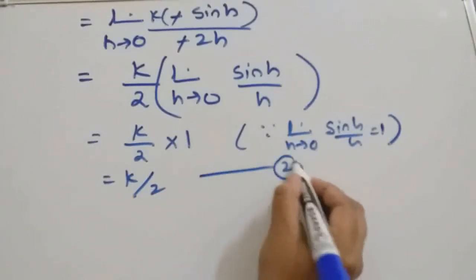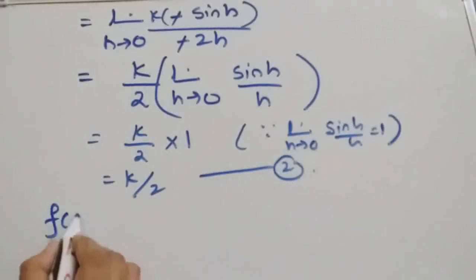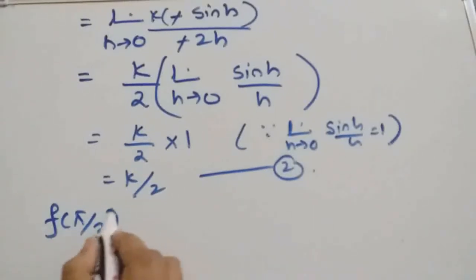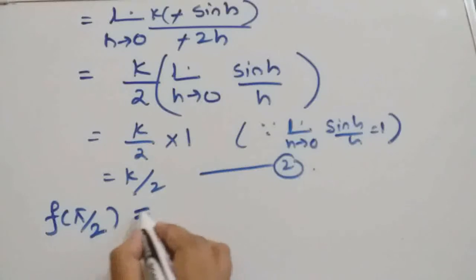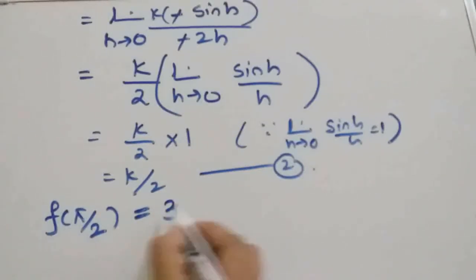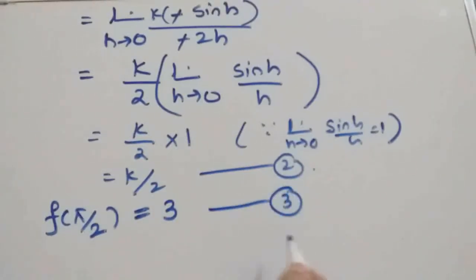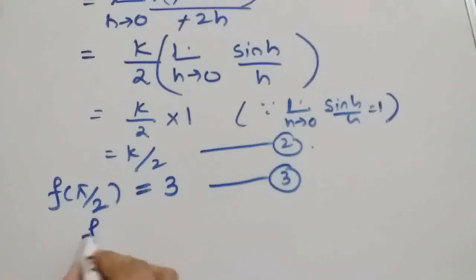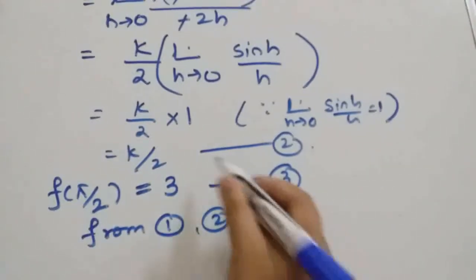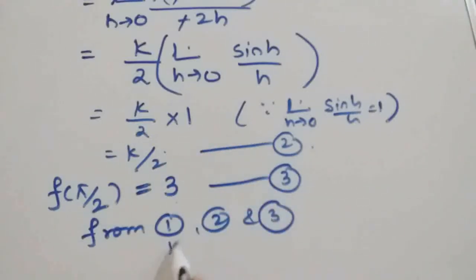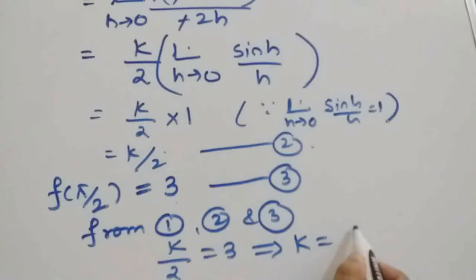This is equation 2. And f of pi by 2, at x equal to pi by 2, in the question it is given that f of pi by 2 is 3. This is equation 3. So from 1, 2 and 3, what we can write? From 1, 2 and 3, these two expressions are equal. That means k by 2 equals 3. So the value of k will be 6.